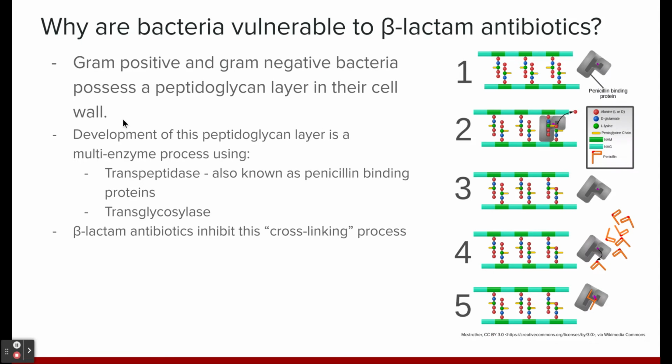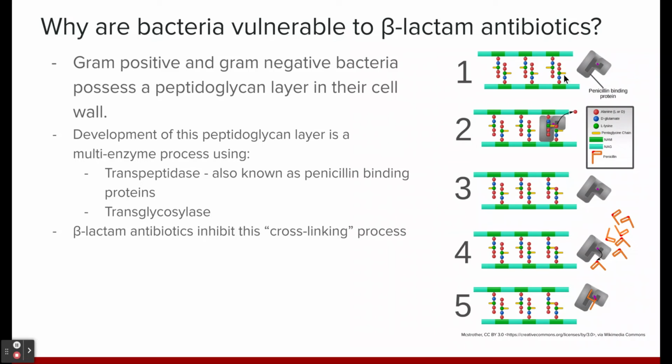So, first, why are bacteria vulnerable to this type of antibiotic? Both gram positive and gram negative bacteria have what's called a peptidoglycan layer in their cell wall. And this layer utilizes several different enzymes, including transpeptidase and transglycosylase. The goal is to cross link these peptidoglycans in order to create strength and more stability within the cell wall of the bacteria.